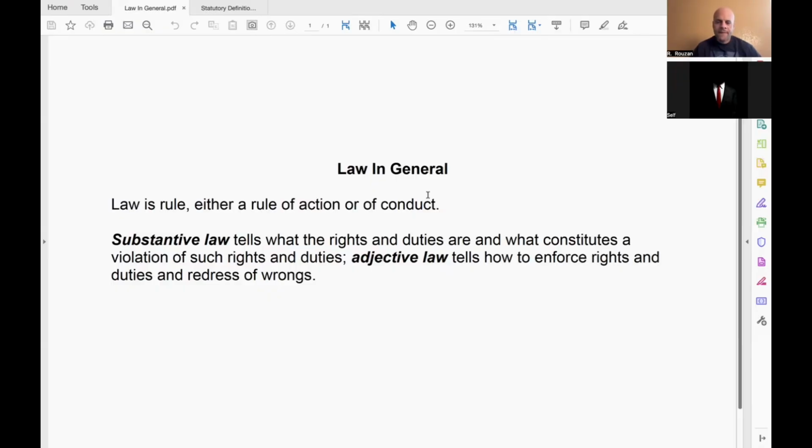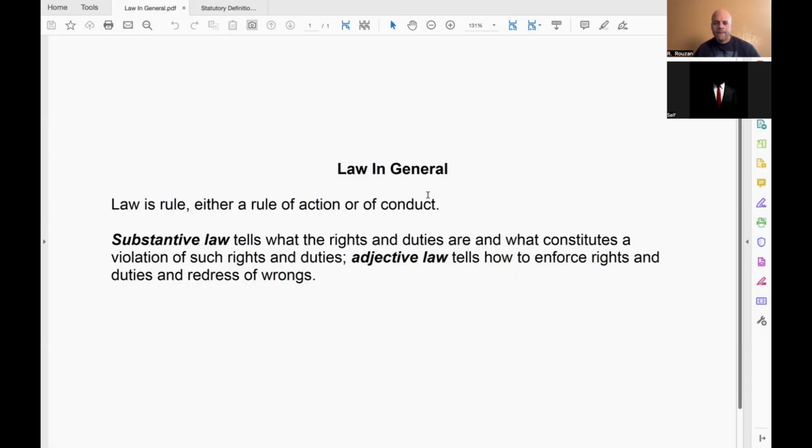Law, to me personally, can only be made by the creator. Everything else is just man-made rules, and we have to agree to them or not agree to them. Even if you don't, there may be others that agree to play by their own rules. One of the rules is called law, I guess to give it a sense of hierarchy. A rule is defined as a rule of action or conduct. Substantive law tells what the rights and duties are and what constitutes violations of such rights and duties. Adjective law tells how to enforce those rights and duties and redress wrongs. Adjective law is just another way of saying civil procedure.